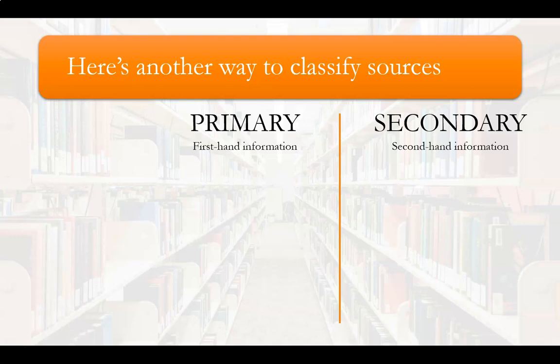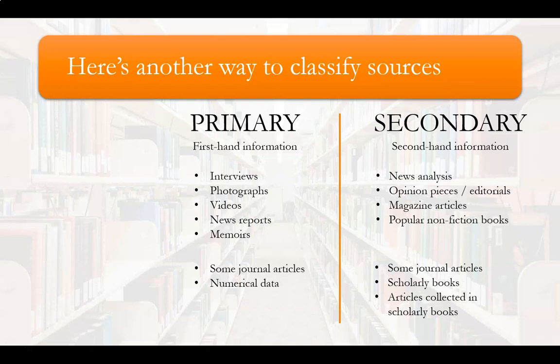This distinction is based on first-hand or second-hand information. By definition, a primary source is first-hand information about the thing you're studying. A secondary source is second-hand information about the thing you're studying. So, for example, let's say you're studying a historical event, a protest march that happened at a particular place at a particular time. A primary source about that would perhaps be an interview with someone who was there, or a photograph taken on the scene, or a news report by a reporter who was there, or a memoir written by someone who was there. All of those are first-hand information.